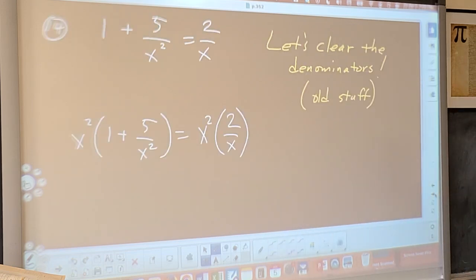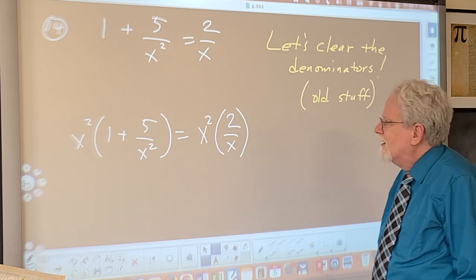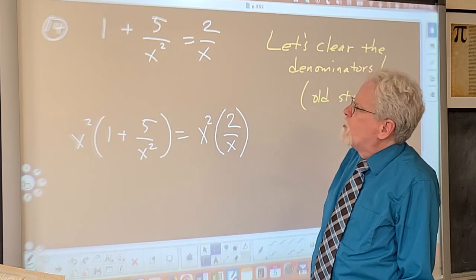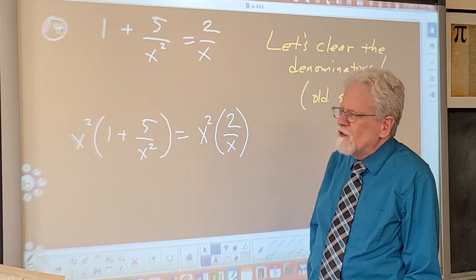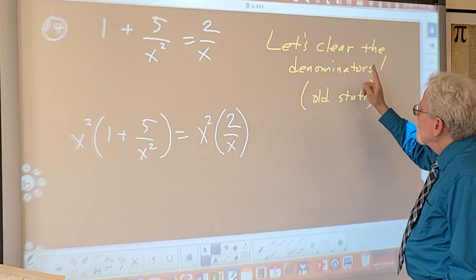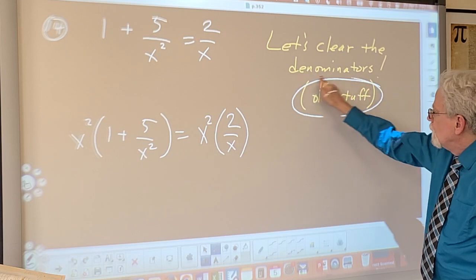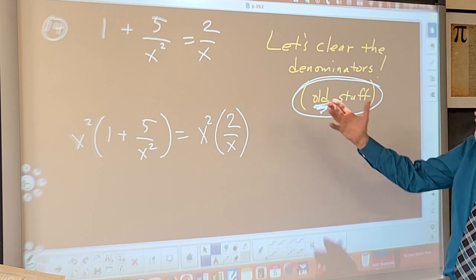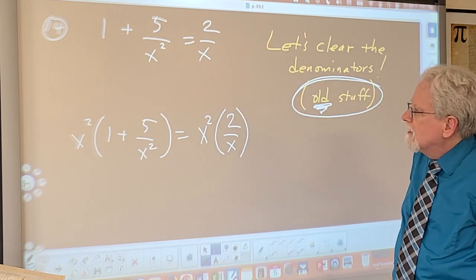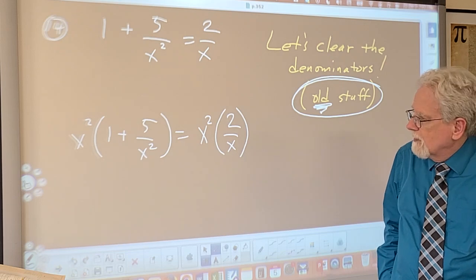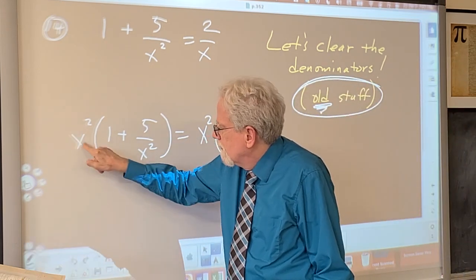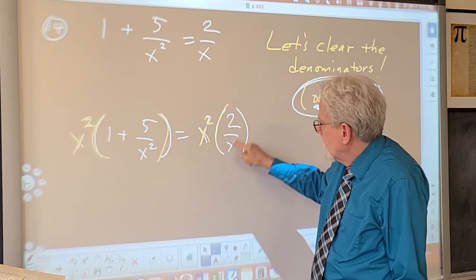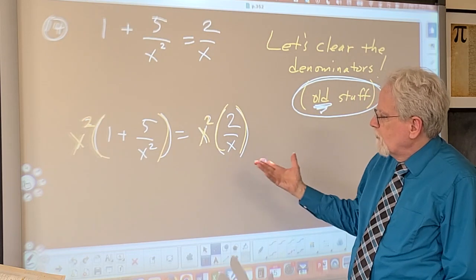Number 14. Yes, the famous number 14. Okay, and you look at this and say, what in the world is that? It doesn't even look like a quadratic equation. Well, how about if we do something we learned back in an old chapter? Let's clear the denominators. Let's multiply both sides of this equation by the LCD, x squared. Here it is, multiplying this side by x squared and this side by x squared. So what happens when we do that?